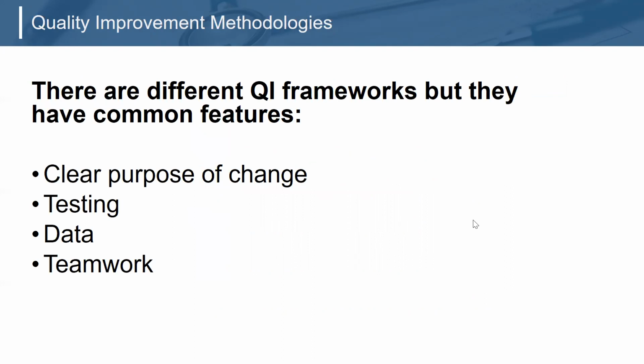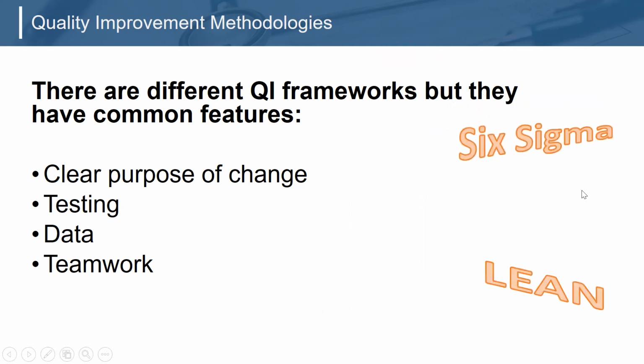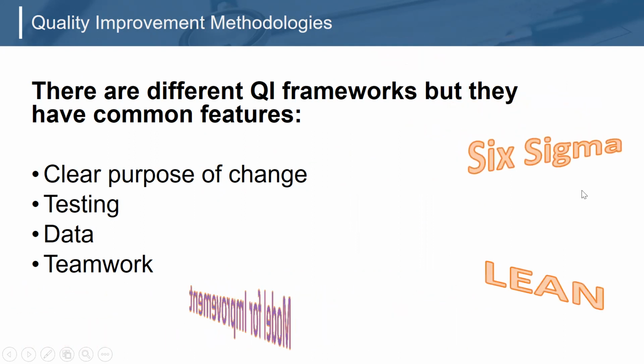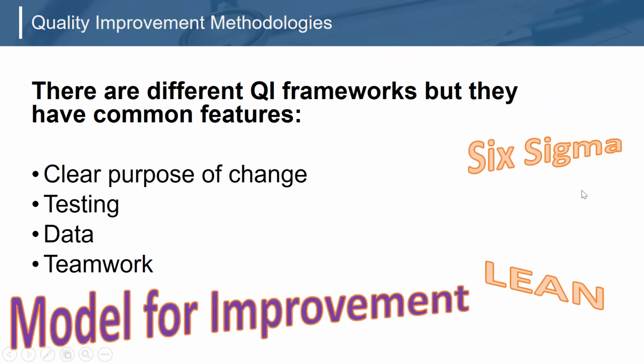So with quality improvement, there are different methodologies that you can use and different frameworks. There's Lean, there's Six Sigma, and then there's the model for improvement, which we're going to talk about today. But no matter what methodology you choose, they all have similar consistencies or frameworks. They all have a clear purpose of change. So you're looking at changing the system you're working in and trying to have a purpose around that change.